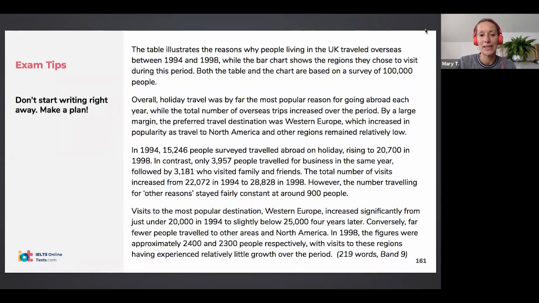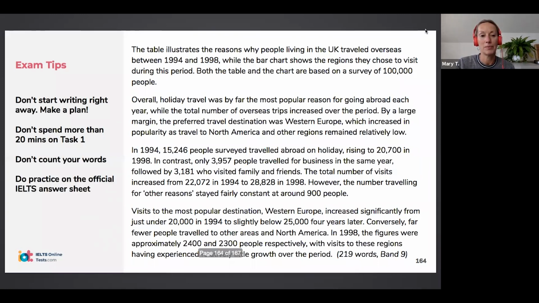So just to reiterate, don't start writing straight away, make a plan. Try not to spend more than 20 minutes on task 1 if you can. Please don't count your words because that takes too much time. If you practice writing a lot, you should know roughly how many words you write per line. And if you use the IELTS answer sheet, you're going to know how many words you're writing, so that would really help. And make sure you practice a range of chart types.